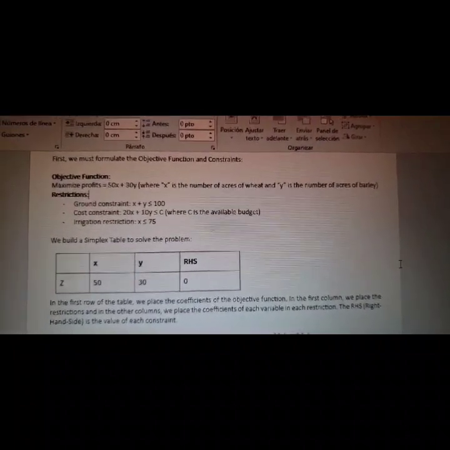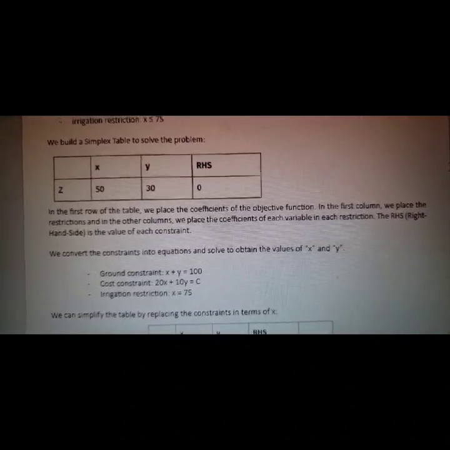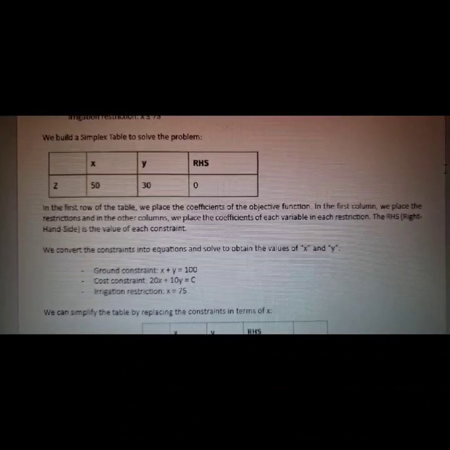We build a simplex table to solve the problem. In the first row of the table, we place the coefficients of the objective function. In the first column, we place the restrictions, and in the other columns, we place the coefficient of each variable in each restriction. The RHS, right hand side, is the value of each constraint.